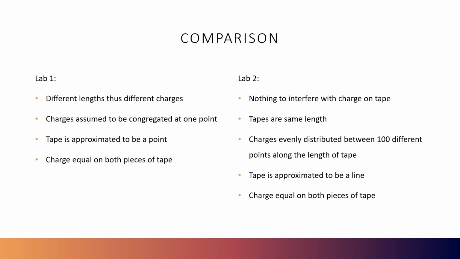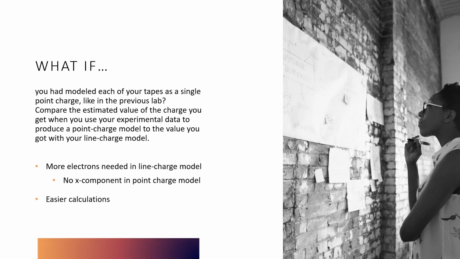In lab 2, there's nothing to interfere with charge on the tape, like my hands. The tapes are the same length, and the charges are evenly distributed between 100 different points along the length of the tape. And the tape is approximated to be a line rather than the rectangle it is. Charge is still equal on both sides of the tape.